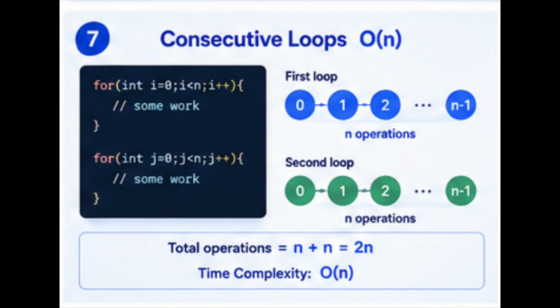Many people think two loops automatically mean O(n squared), but that's not always true. Notice something. These loops are not inside each other. The first loop finishes completely, only then does the second loop begin. If the first loop runs n times, the second also runs n times. The total work is n plus n, that is equal to 2n. In big O notation, we ignore constant multipliers like the 2 here. So 2n simply becomes O(n). This is one of the most common interview tricks. Always check whether loops are nested or consecutive.